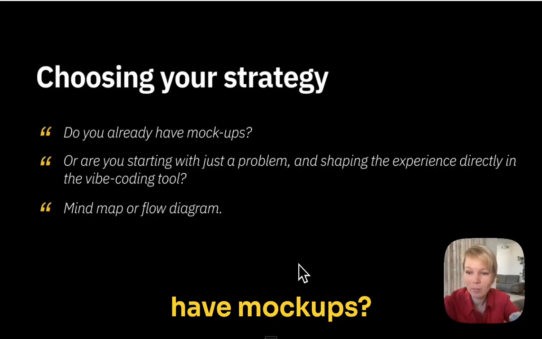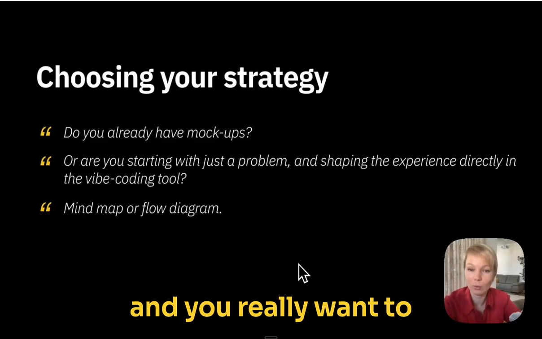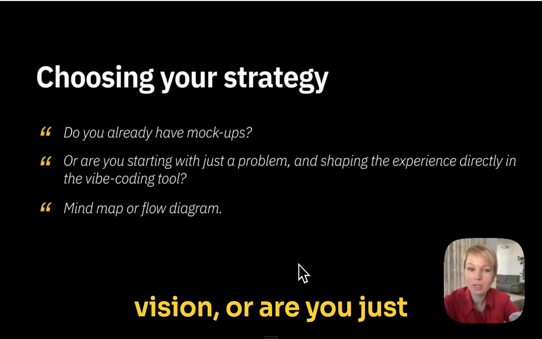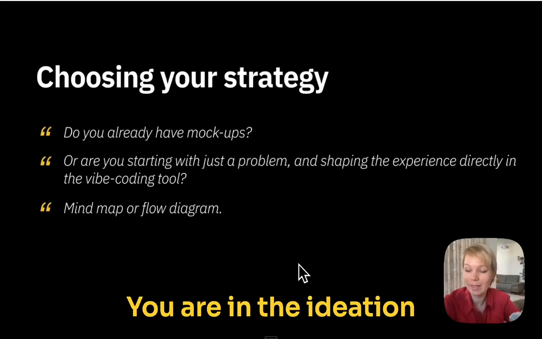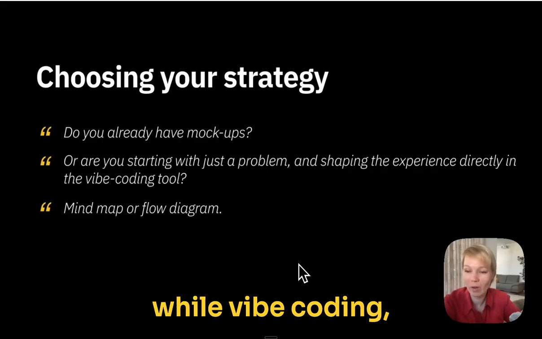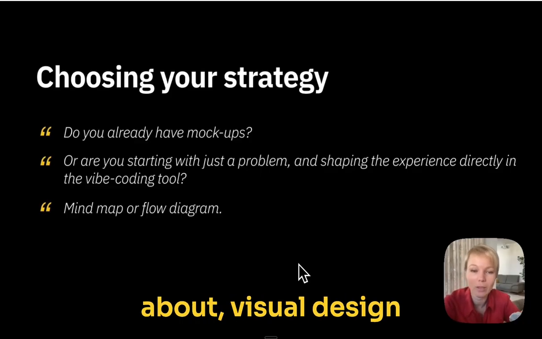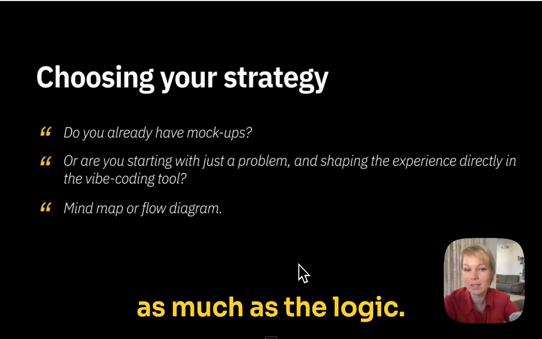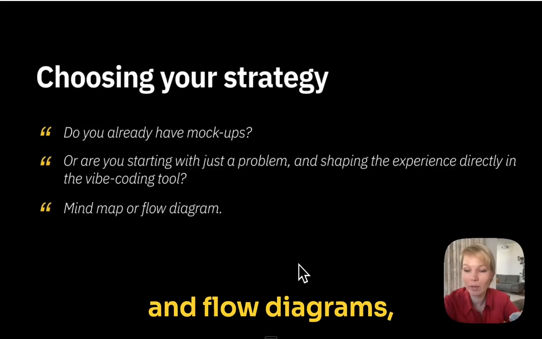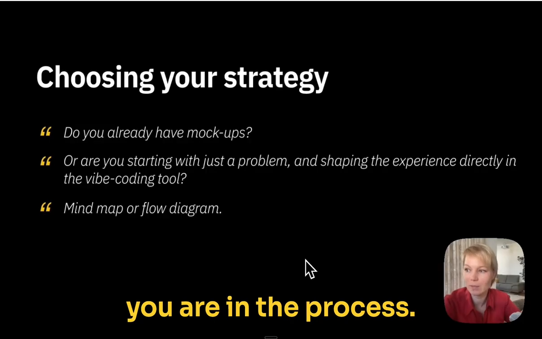Do you already have mockups? Do you already have your flow well thought through and designed, and you really want to stick to your specific vision? Or are you just starting with a problem, you are in the ideation phase, and you want to shape your experience while vibe coding? Or maybe you want to experiment with multiple options and you don't necessarily care about visual design as much as the logic. And if you have complex flows and you already thought of mind maps and flow diagrams, they can also be used. So choose your strategy depending on where you are in the process.